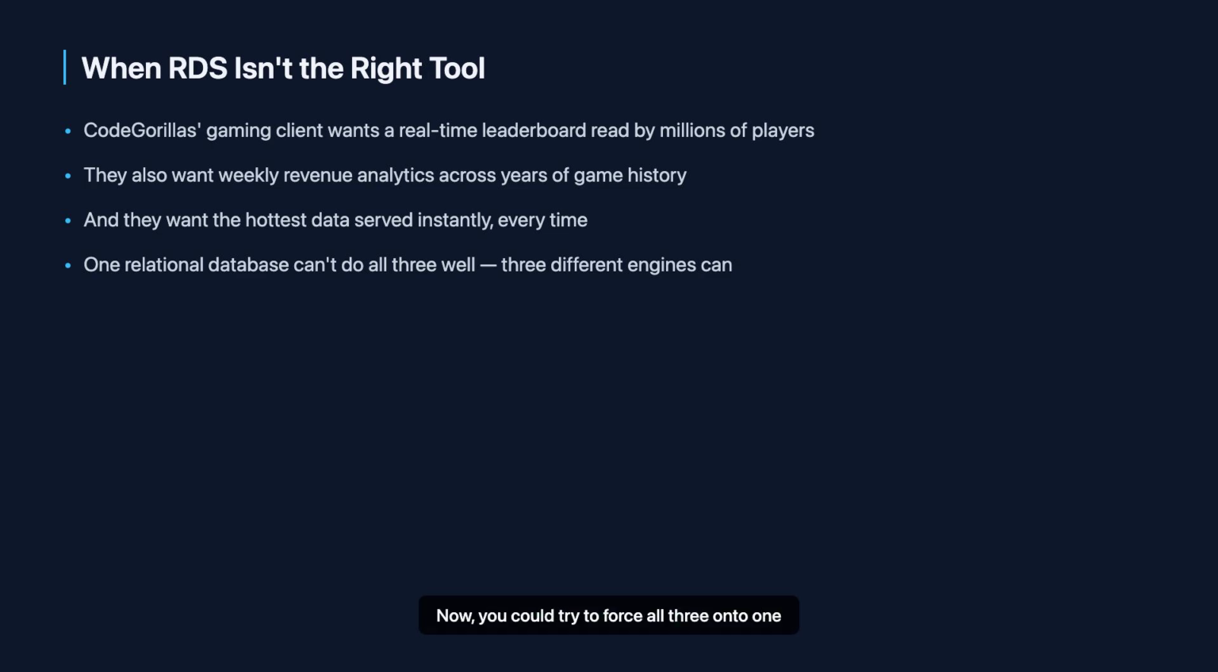Now, you could try to force all 3 onto one relational database, but it would buckle, because each of these jobs has a fundamentally different access pattern. The right answer is 3 different engines, each doing the job it was built for.